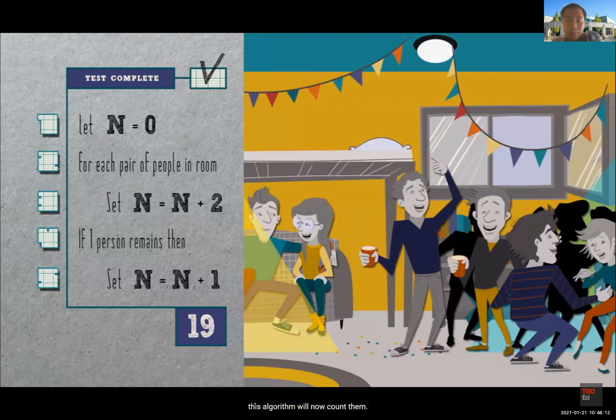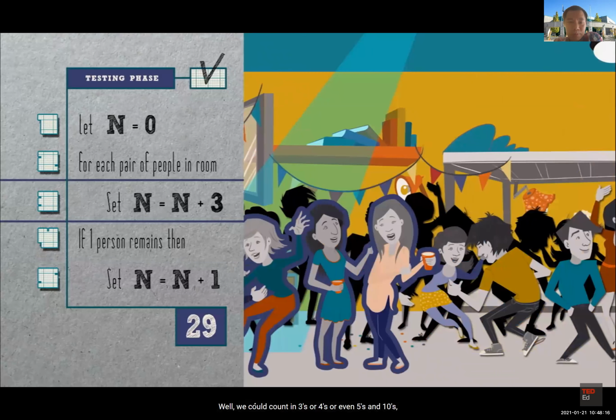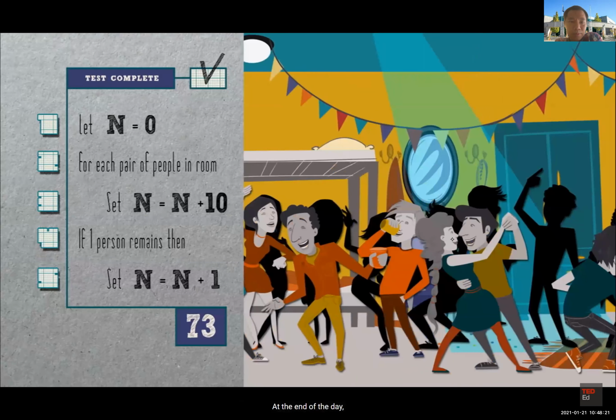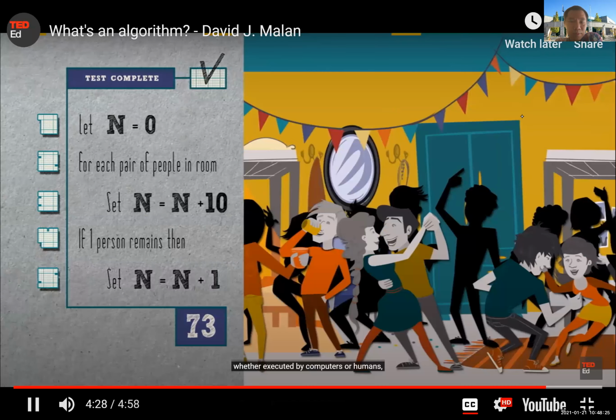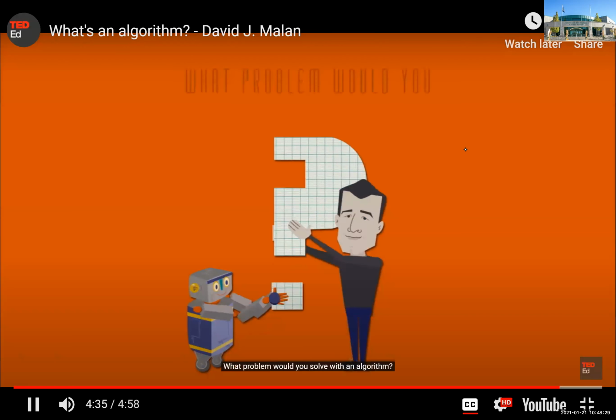Well, we could count in 3s or 4s or even 5s and 10s. But beyond that, it's going to get a little difficult to point. At the end of the day, whether executed by computers or humans, algorithms are just a set of instructions with which to solve problems. These were just 3. What problem would you solve with an algorithm?